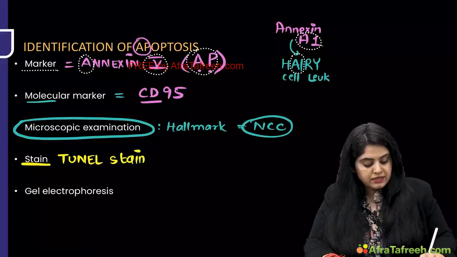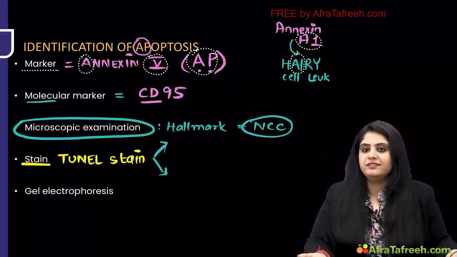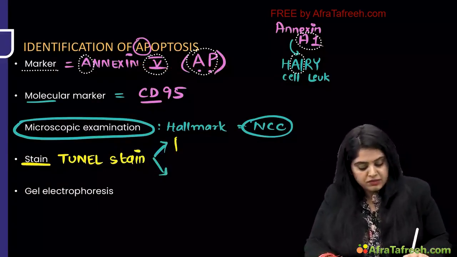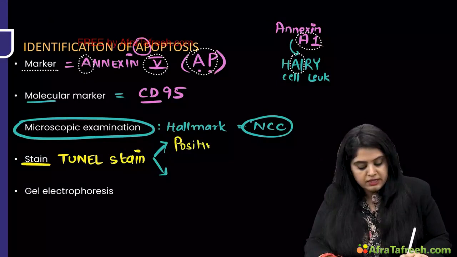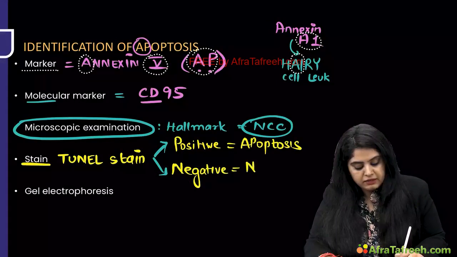Please note that TUNEL staining is actually going to be positive or negative. Staining is always positive or negative. So if you get a positive TUNEL stain, you are dealing with a case of which cell death? You are dealing with a case of apoptosis. And if you have a negative TUNEL stain, this means you are dealing with a case of necrosis.